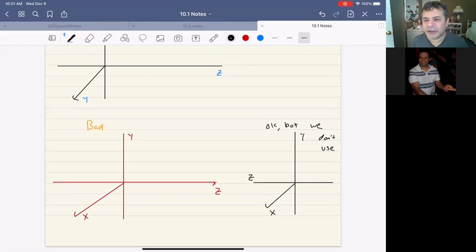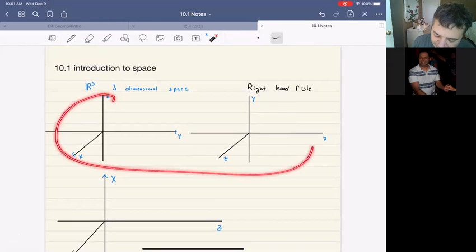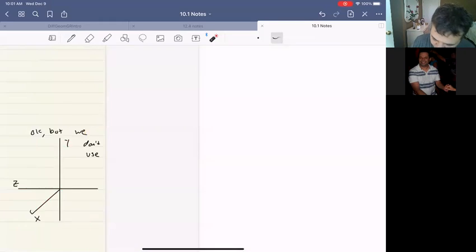Okay, so that's just going to tell you how to orient your axes. Again, the two most common ones that you'll see are these top two. Those are the two that I'll use most often. All right. Okay, so let's go to a next page.